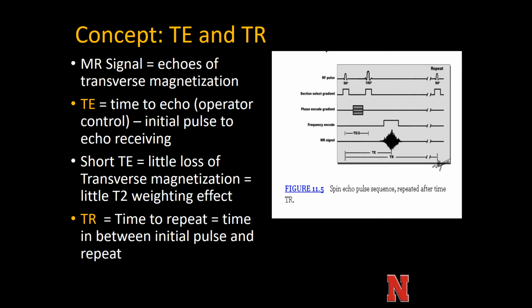TR is the time to repeat. It's the time in between the initial pulse and the repeat. So from the time of the initial pulse to the time when the whole thing is done and we repeat it, that is defined as time TR. I'm going to show a quick video because I think it illustrates a lot of important things to better advantage than I can talk about.